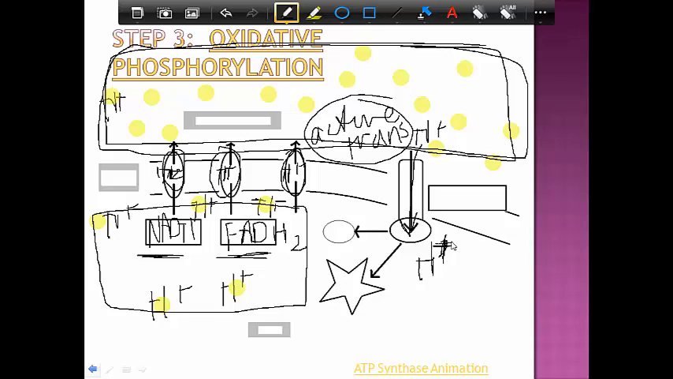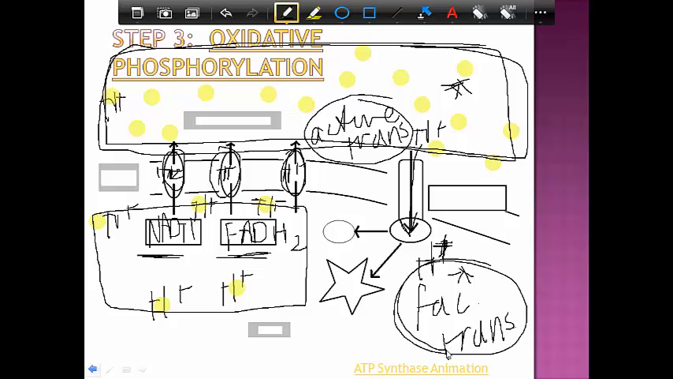Now that is not going to need to be active transport because we're going from high concentration up here to low concentration down here. So that is actually going to be facilitated transport because it's diffusing from high to low concentration, but it still needs a protein channel to get those ions through. So to get the ions into the intermembrane space, we need active transport. To get them into the matrix, we need facilitated transport.